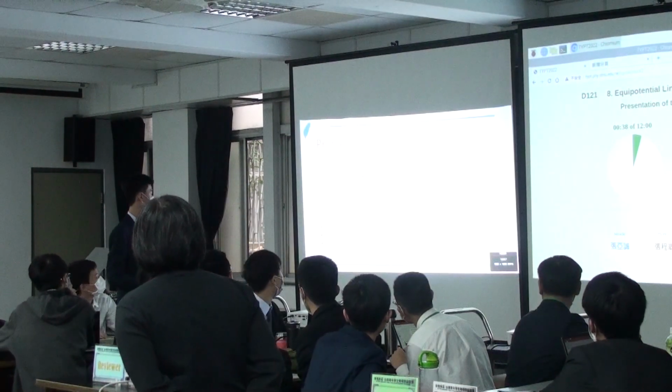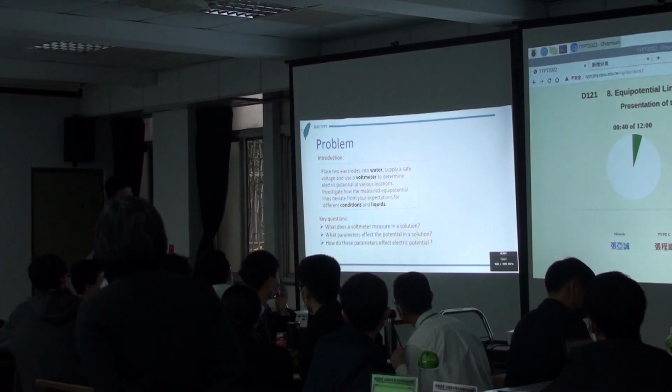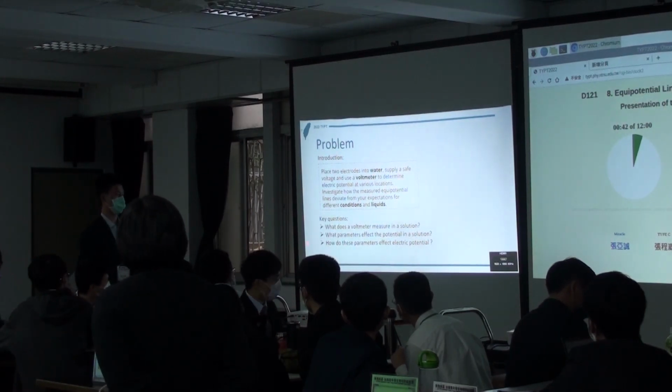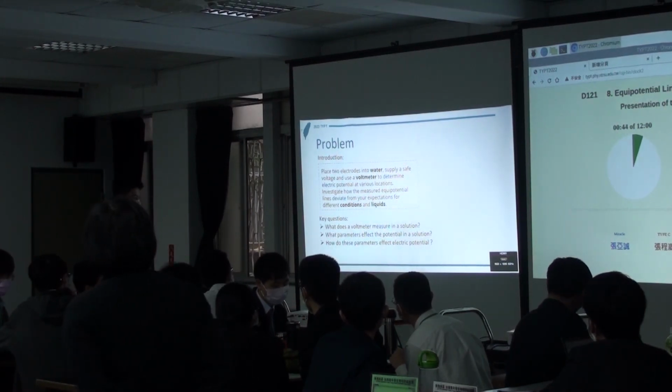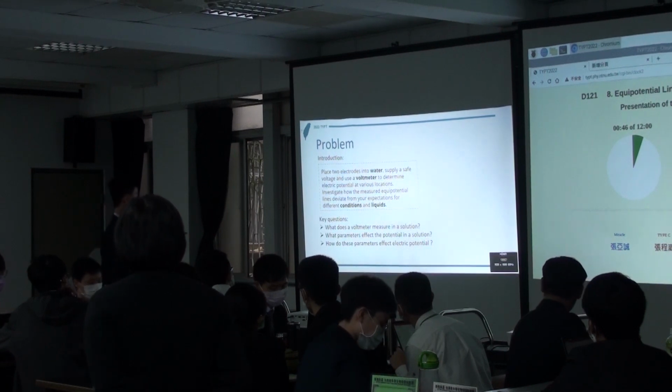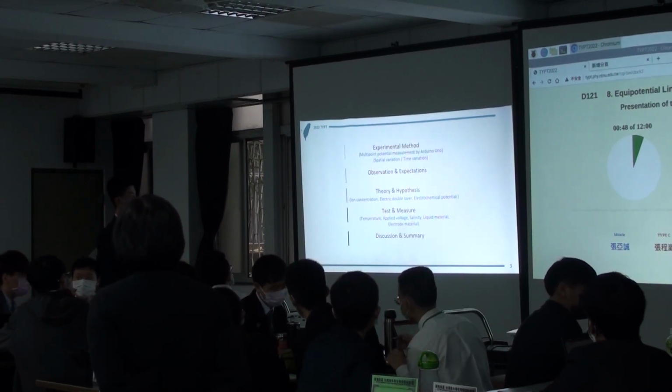I think there are 3 key questions. What does the voltmeter measure in the solution? What parameters affect the potential in the solution? And how do these parameters affect electric potential? So this is our logical context.